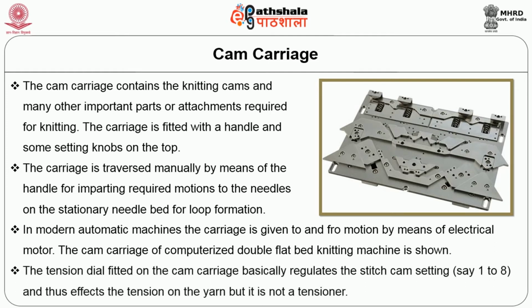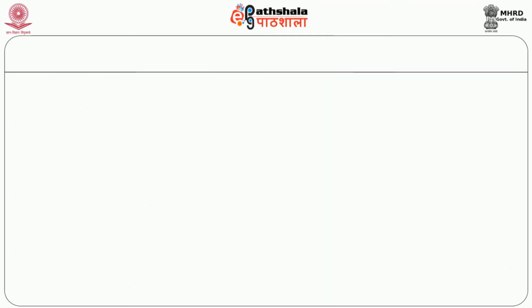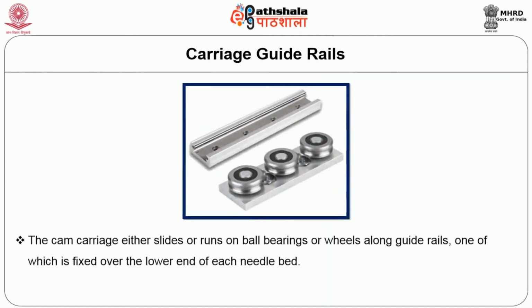The tension dial fitted on the cam carriage basically regulates the stitch cam setting and thus affects the tension on the yarn, but it is not a tensioner. Carriage guide rails. The carriage either slides or runs on ball bearings or wheels along the guide rails, one of which is fixed over the lower end of the needle bed.